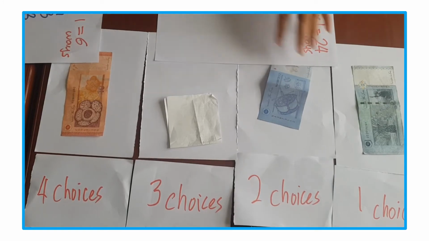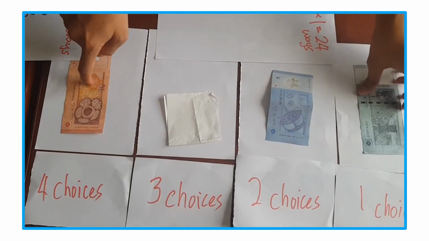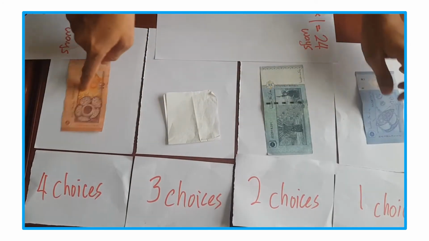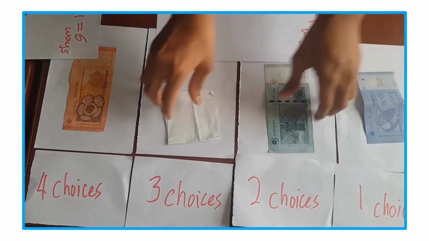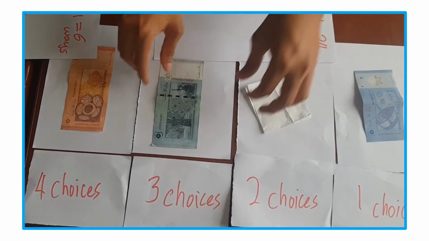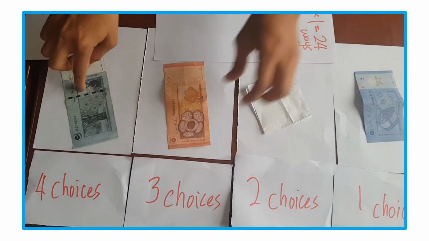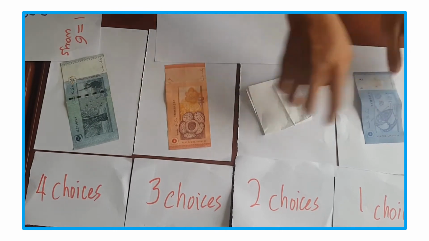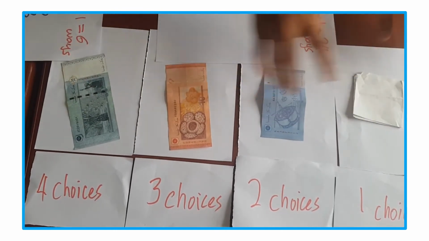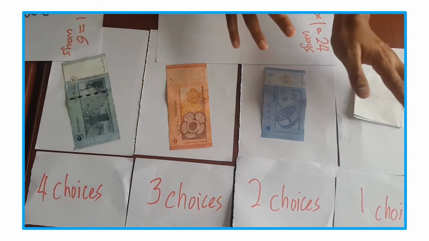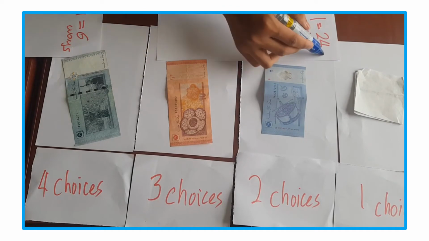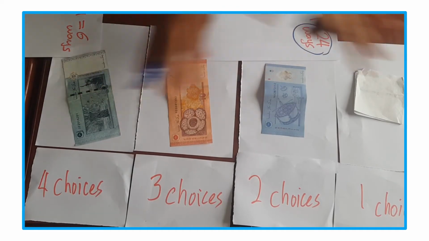Okay, red, white, blue, green, change. Red, white, green, blue. Okay, change. Red, green, white, blue. Okay, change. Green, red, white, blue. Okay, change. We will get for sure 24 ways of arrangement.